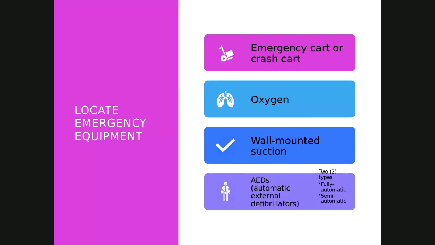As far as locating the emergency equipment, you want to make sure you know where the emergency cart or the crash carts are in the department. You want to know how to put a patient on oxygen or where to find that oxygen, whether it's wall unit or portable units. You want to know how to operate the wall-mounted suction, and you also want to make sure that you know where the AEDs, the automated external defibrillators, are in the hospital setting. You want to be able to locate those and get them if they were needed.